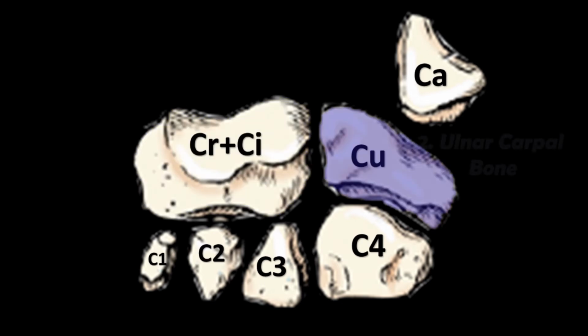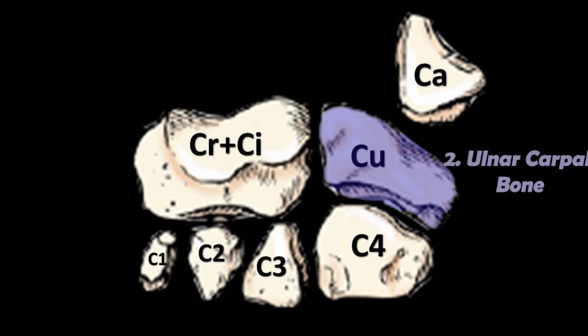Next is the ulnar carpal bone, which majorly articulates with the ulna on the lateral side, as the ulna is present on the lateral side, and somewhat with the radius. That's why it is called the ulnar carpal bone, and it is abbreviated as capital C and small u. Here C denotes the carpal bone and u denotes the ulna.